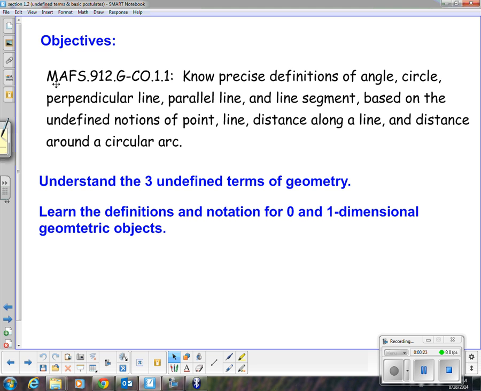This is the Florida state standard, and this is the standard that is listed. This will be on every lesson that I do. Every lesson will be aligned to the standards. And our goal is to understand the three undefined terms of geometry and learn the definitions and notations for 0 and 1-dimensional geometric, I think I spelled that a little bit wrong, objects. So here we go.